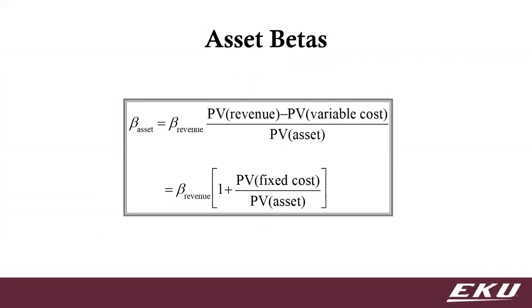Right, we can simplify that to come up with the beta of the asset being equal to the beta of the revenue times 1 plus the present value of those fixed costs divided by the present value of the asset. The reason for doing this calculation is it starts allowing for us to have defaults, right? Bad outcomes can occur, and that type of thing. So we'll look at some risk involved.